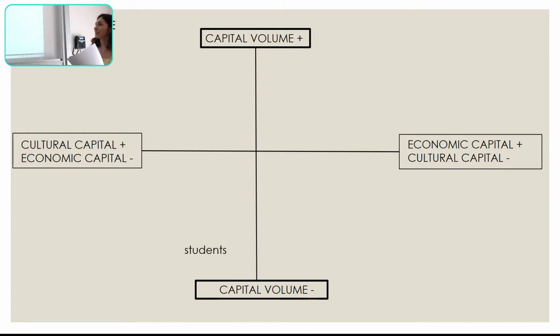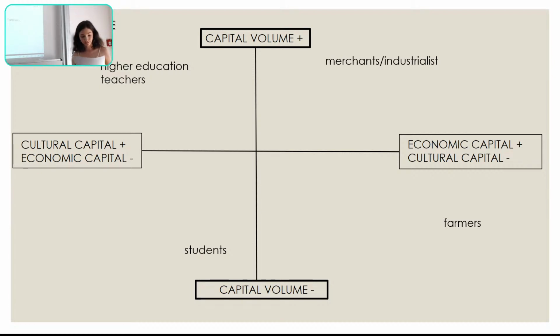Students, for instance, we would put more in the direction of cultural capital, but not a lot of economic capital yet, hopefully. That's us, by the way. Then we have farmers, who are more on the right side, so they have more economic capital, but according to Bourdieu, they wouldn't have a lot of cultural capital. And on the left side, we would have higher education teachers, who have more cultural capital. And then we have industrialists, who have a lot of economic capital.